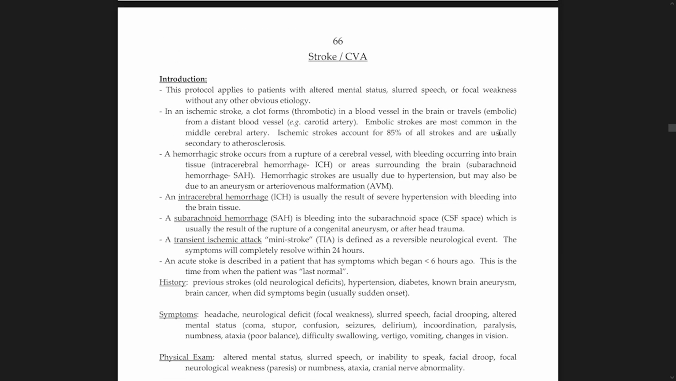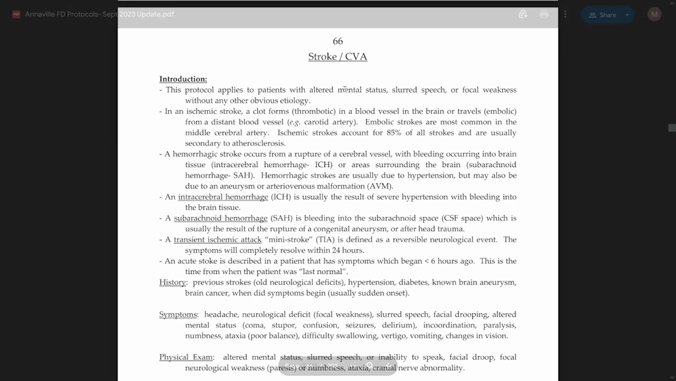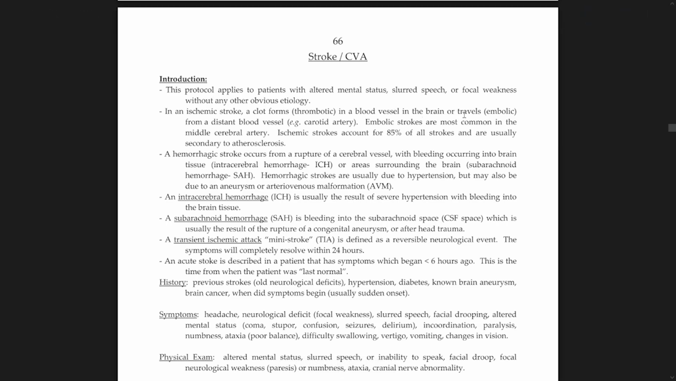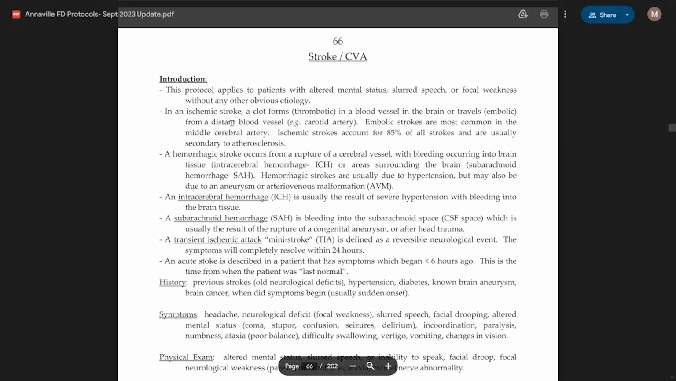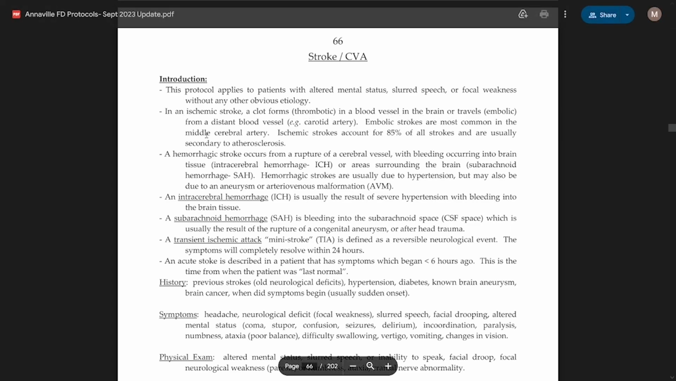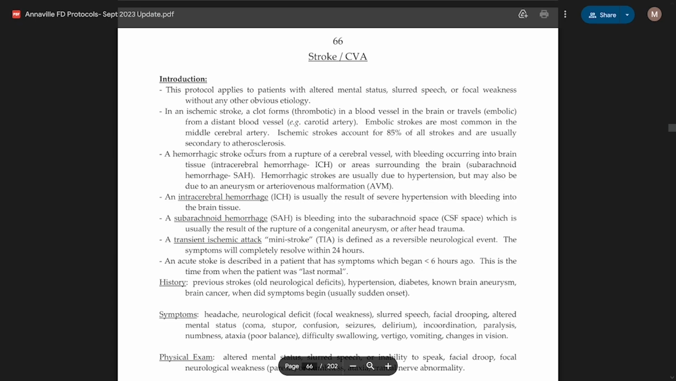For a stroke or a CVA, this protocol applies to patients with an altered mental status, slurred speech, or focal weakness without any obvious other etiology. In an ischemic stroke, a clot forms, known as a thrombotic, in a blood vessel in the brain or travels, known as an embolic, from a distant blood vessel, e.g., a carotid artery. An embolic stroke is most common in the middle cerebral artery, and ischemic strokes account for 85% of all strokes and are usually secondary to atherosclerosis.